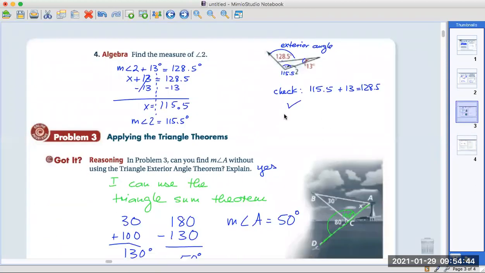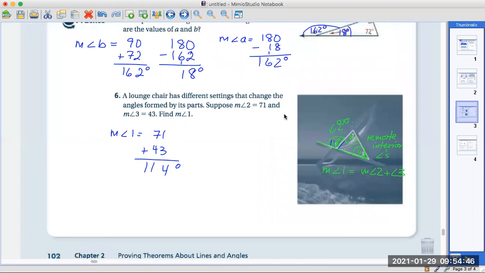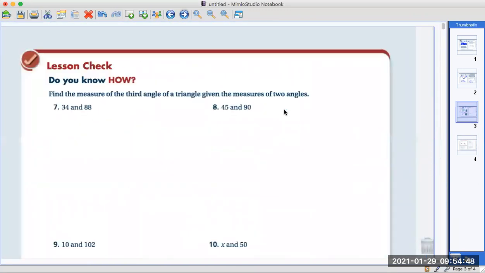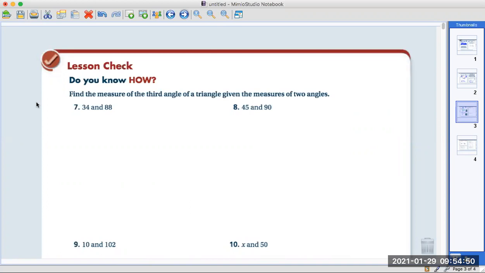We are at 102, and 103. So this is where your homework starts. I know you can figure out number 7: find the measure of the third angle inside a triangle. Remember how we did that?